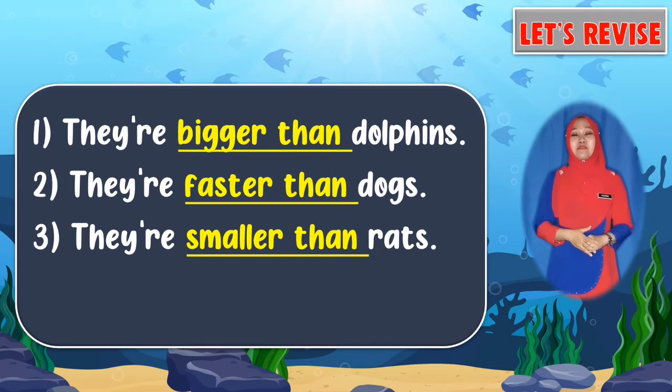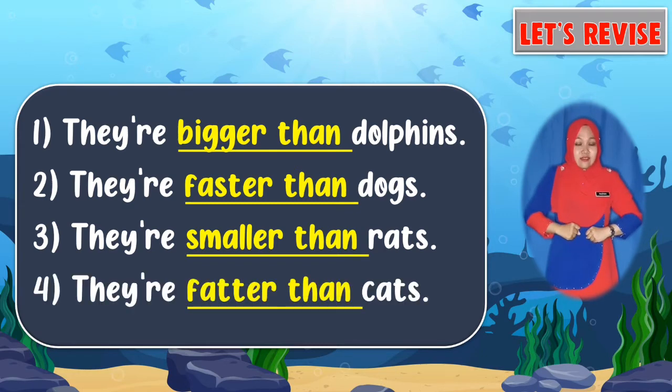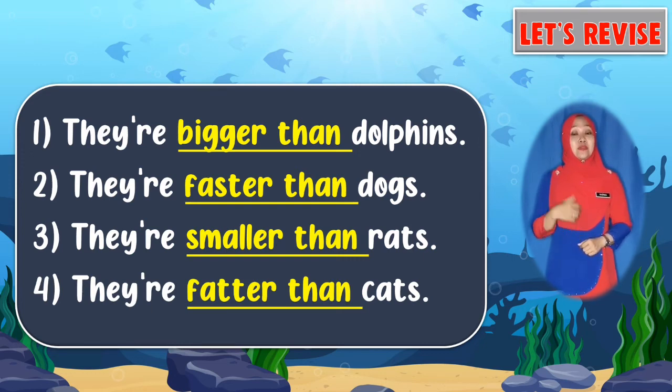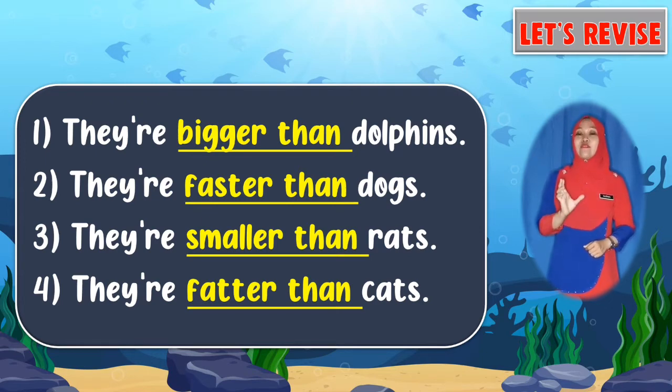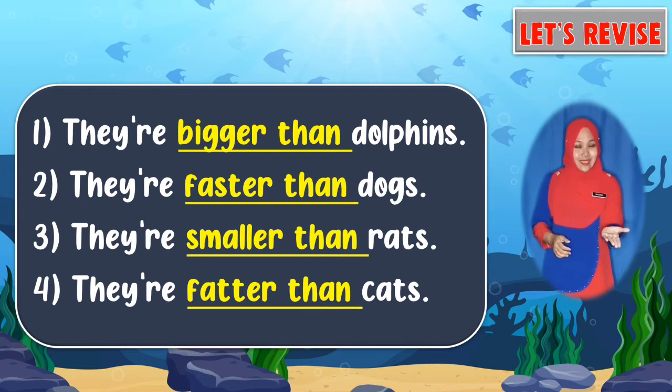The last example for you, let's say, they are fatter than cats. Here, again, I would like to remind you that for the adjective ending with a vowel and a consonant, we have to double the consonant. And we put ER at the end of the adjective together with the word than.